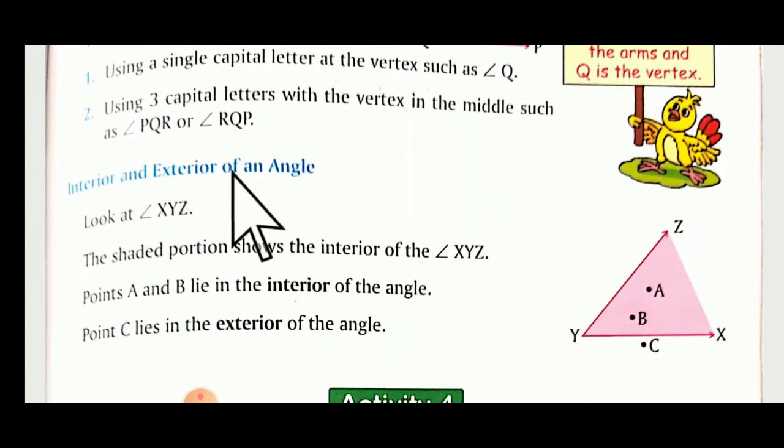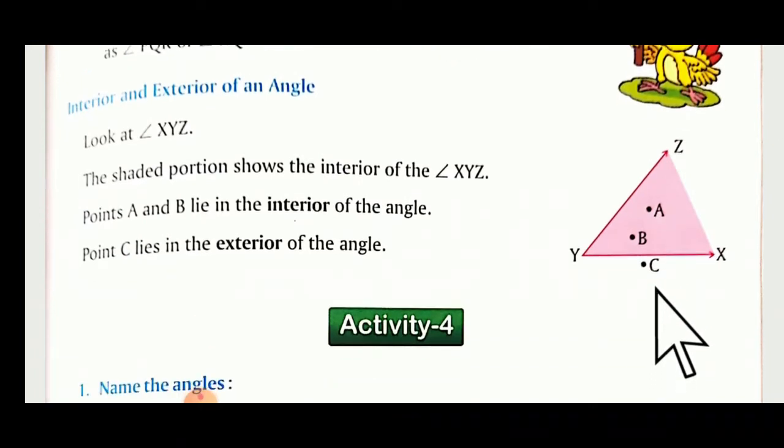Then what is next to be studied in angles? Interior and exterior of an angle. See, this is the angle. In this, point A and point B are within the angle, within the space inside it, and that is called the interior. Point C is outside the angle, and that is called the exterior.